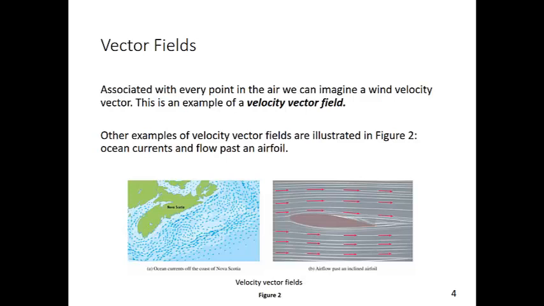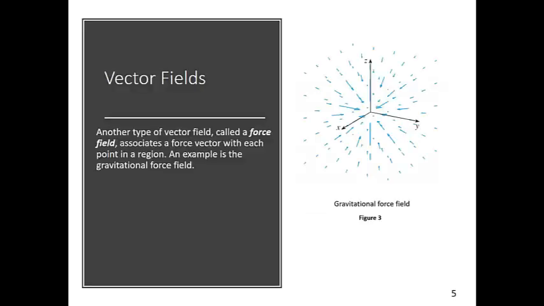an airfoil. Now, another type of vector field called a force field associates a force vector with each point in a region. And an example is the gravitational force field we see in figure 3. Okay, so I've shown you some pictures, but what in the world is a vector field?